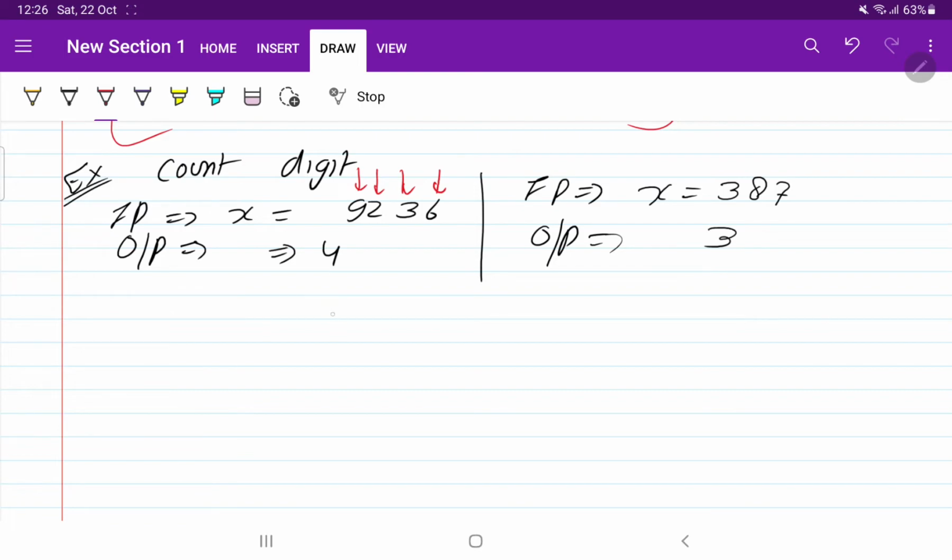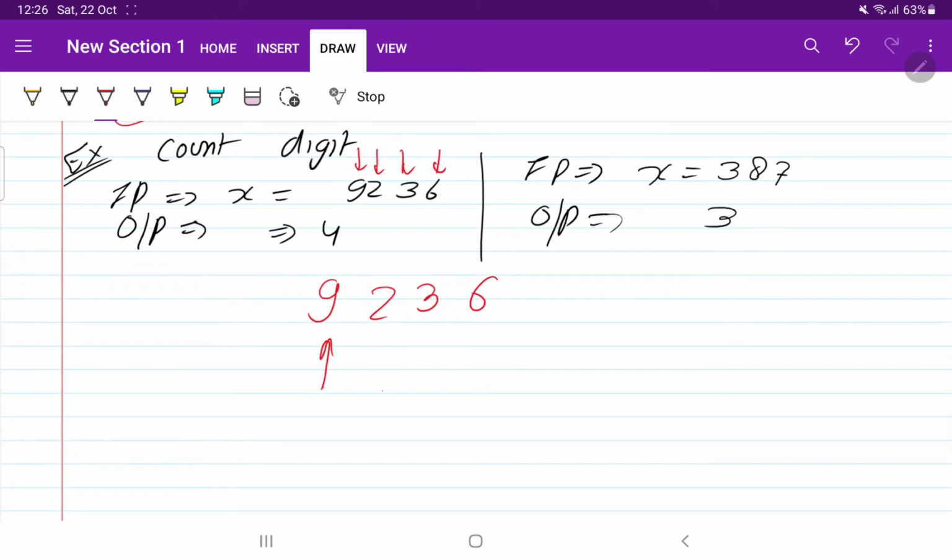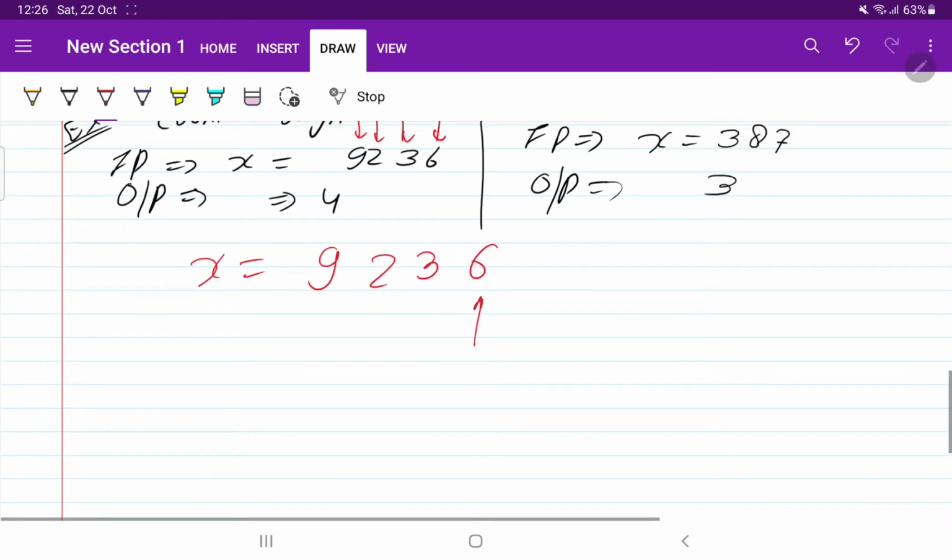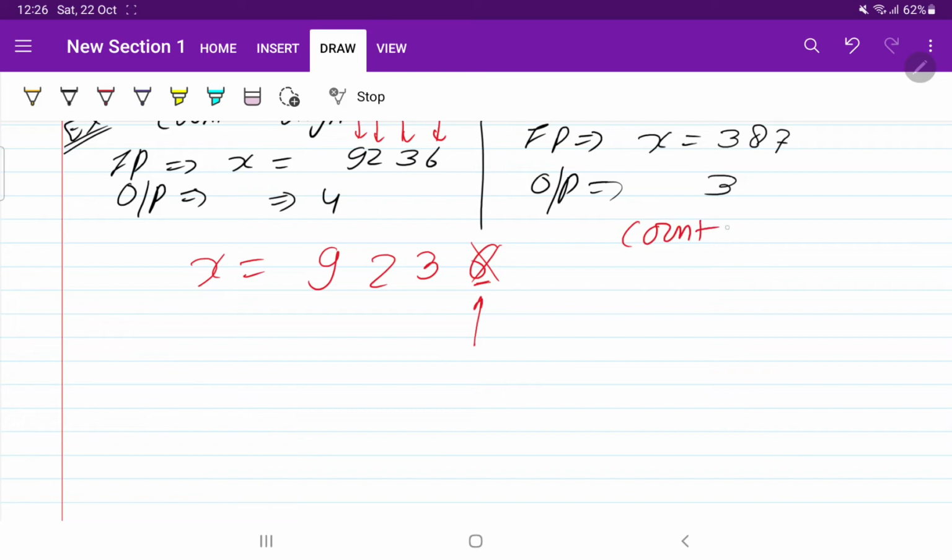One thing that clicks in my mind is, we will take the input and then we will divide this number into different parts, and then we will use a count variable to increase the count. Okay, what I am saying, I will tell you now. We will start counting the digits from the end. My number is 9236. So I will come to the last digit and remove it. Initially suppose my count is 0. We removed the last digit.